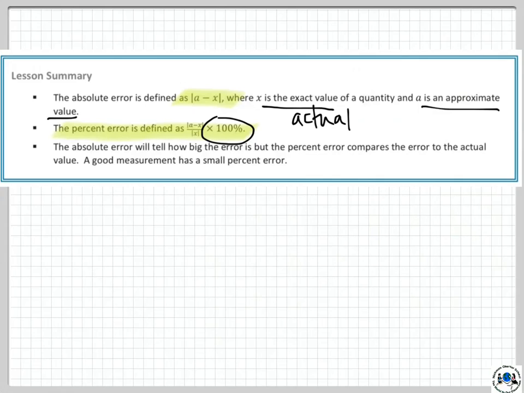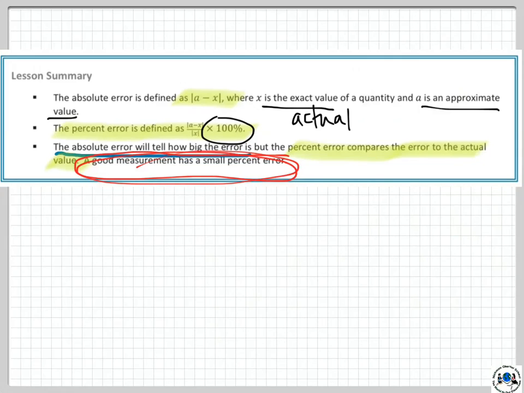Now, the absolute error will tell you how big the error is, but percent error compares the error to the actual value. And of course, that makes very good sense. A good measurement has a small percent error. That's not always easy to do, especially when you're working with measurements that are very, very small, or when you're projecting how many people will show up at your real estate open house.